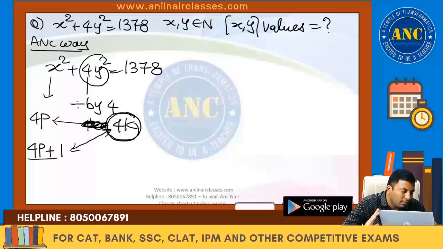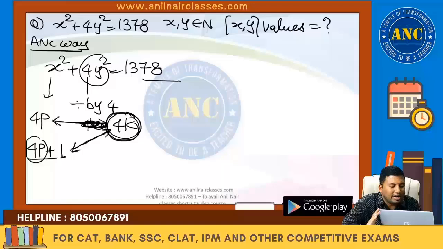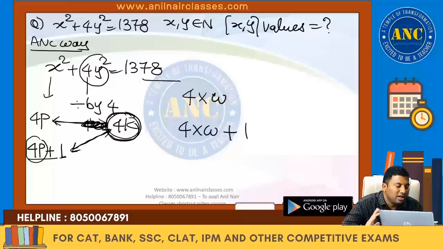If you add two numbers which are divisible by 4, the answer will be divisible by 4. This gives a remainder 1. So 4p plus 4k means it is divisible by 4. It gives a remainder 1. The right hand side should be of the form 4 into some number or 4 into some number plus 1. I hope it is clear. 4p plus 4k is divisible by 4. 4p plus 1 plus 4k gives a remainder 1.